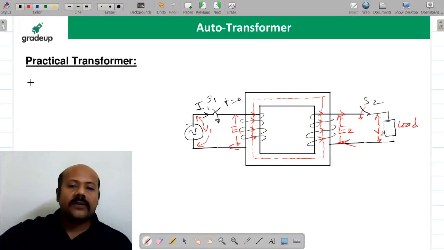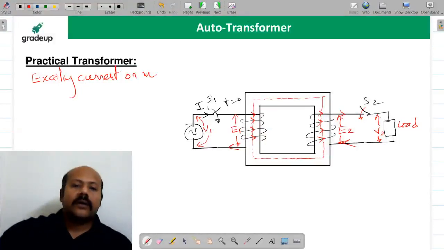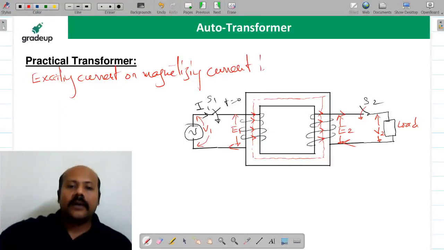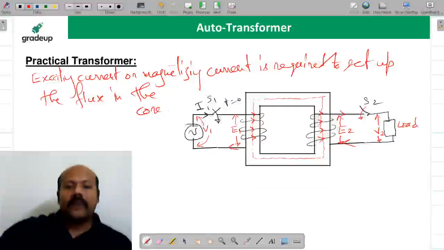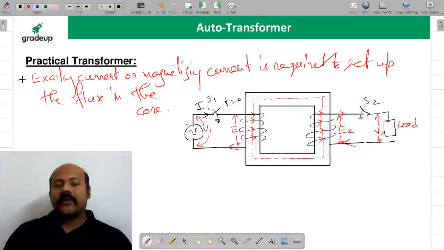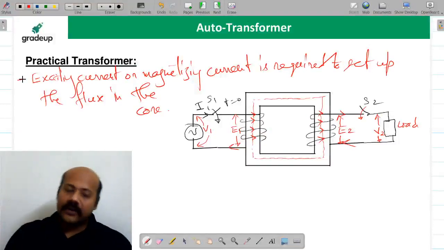Practical transformer means that exciting current or magnetizing current is required to set up the flux in the core. When we were discussing the ideal transformer, we discussed that for an ideal transformer, the permeability is infinite, we are assuming. So there is no exciting or magnetizing current required to set up the flux in the core. But in case of a practical transformer, you do require some exciting current. So this is the first part.